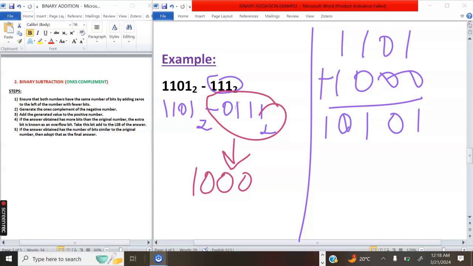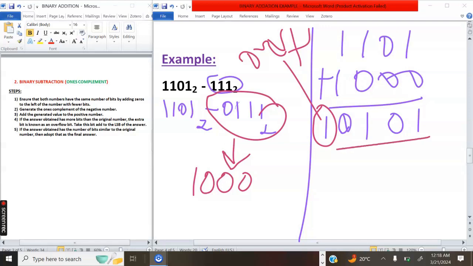Remember, if you look at rule number 4, if the answer obtained has more bits than the original number, which is very true, the original number has 4 bits, but for this case, it has 5 bits. So what are we supposed to do? Now, for this other case, I will try to highlight. This is what we refer to as the overflow. So how do I go with the overflow? That's the end of the first part.